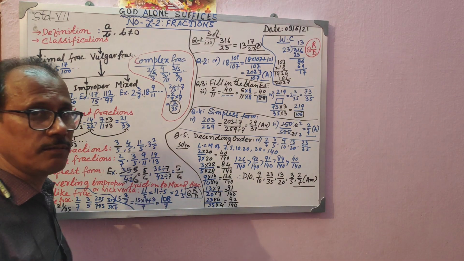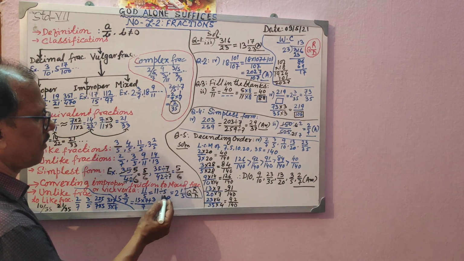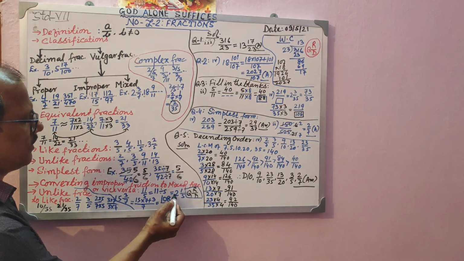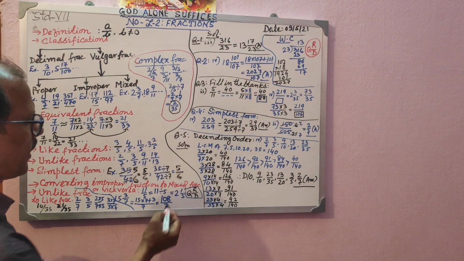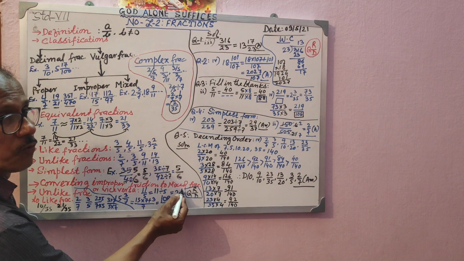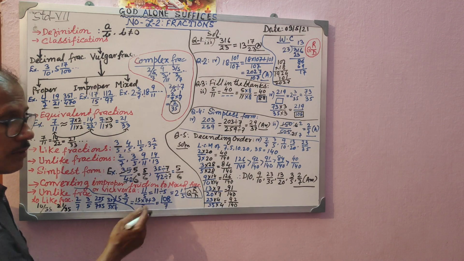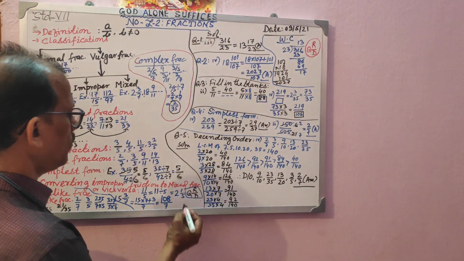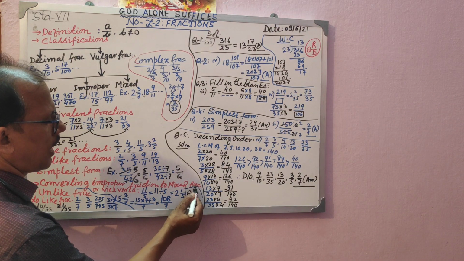Actually, 11 by 5 is equal to 11 divided by 5. If you divide, you will find 2 will be the integral part. So 2 will be the quotient and the remainder will be 1. So 5 2s are 10, and 1 makes 11. Whatever the remainder comes, you will have to write it as q whole r by d, q r upon d.